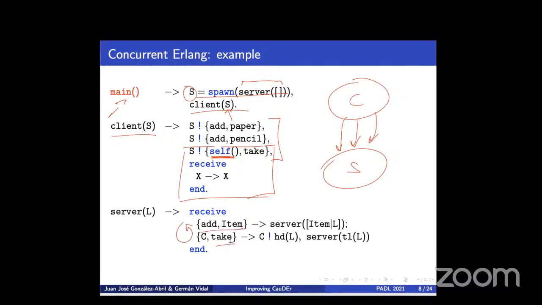If the message that arrives to the server is of the form add item, then we just add the new item to the list, and we call recursively to function server with the new updated list. And if the message is take, then we use the first argument, which is the PID of the client, to send an answer back to the client. In this case, we send the element on top of the list, and then again we have a recursive call to function server with the remaining elements. So this is a very simple client server in Erlang.